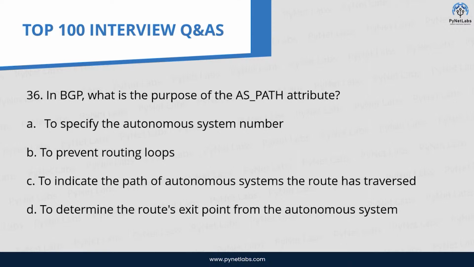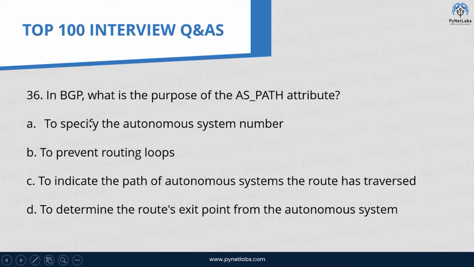BGP attributes. Now we got some options here for this question. The purpose of the AS path attribute. The first option says to specify the ASN number. No, not really. B, to prevent routing loops. Yes, this might be an answer. C says to indicate the path of autonomous systems that the route has traversed. And the last option, to determine the route exit point from the autonomous system.